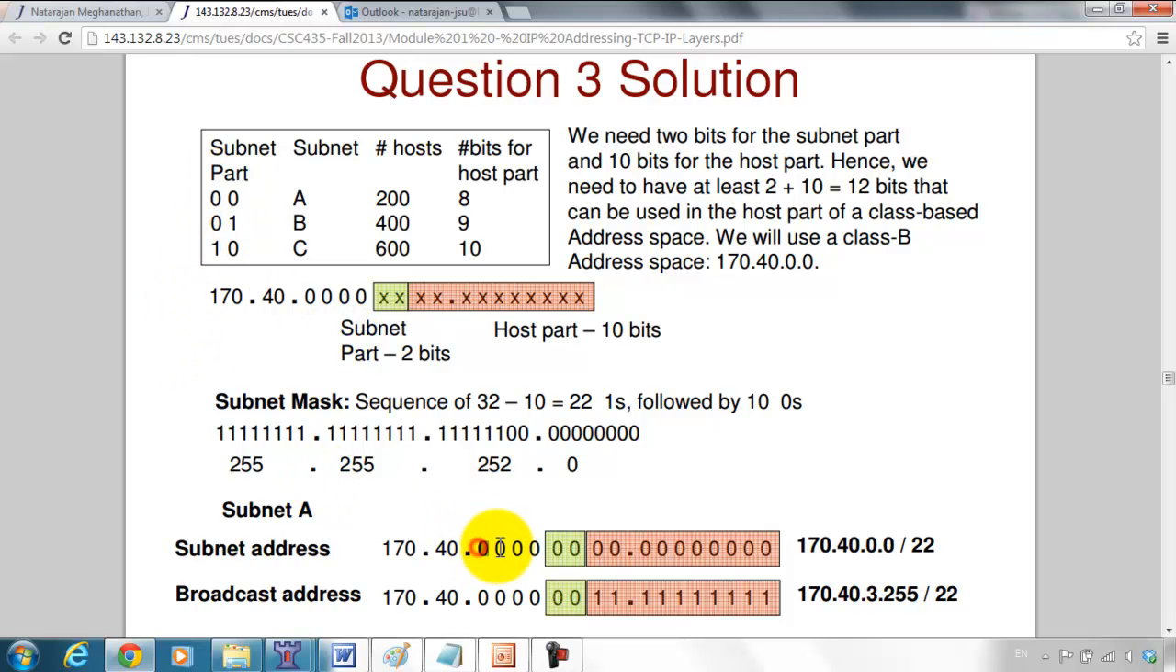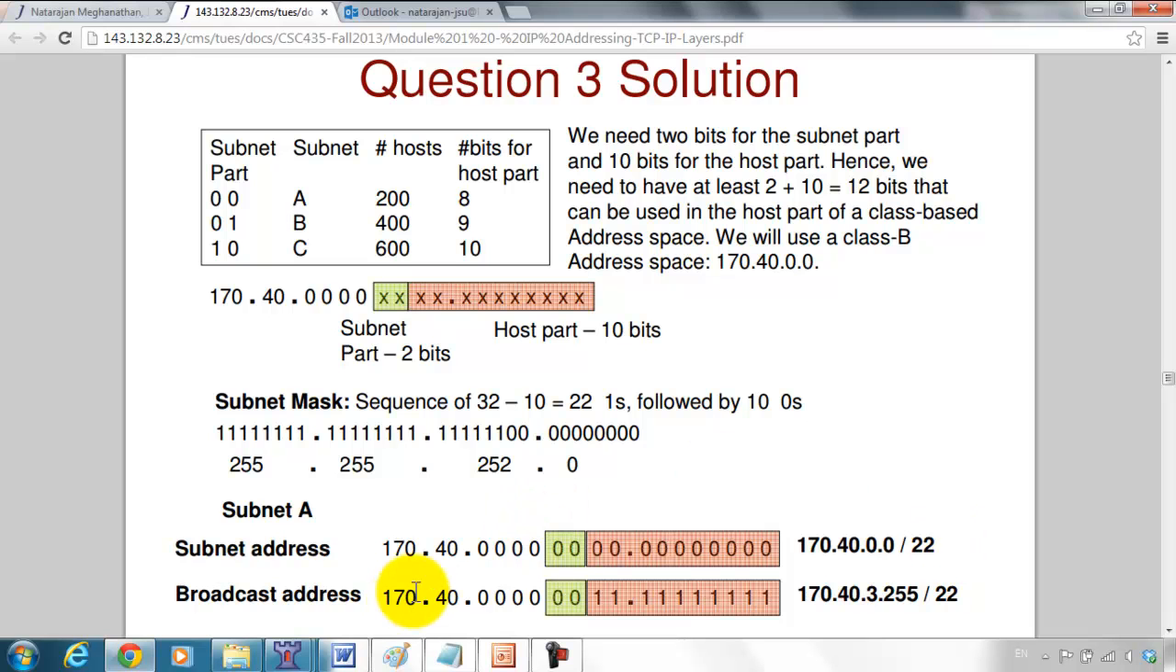Remember, the first 4 bits here are to be zeros, right? And then you have these 2 bits as zeros for the subnet part. For the subnet address, all the bits in the host part are also zeros. So these 10 bits are also zeros for us. So that corresponds to 170.40. This is a 0, and then this is a 0. So 170.40.0.0/22, indicating 22 bits for the network plus subnet.